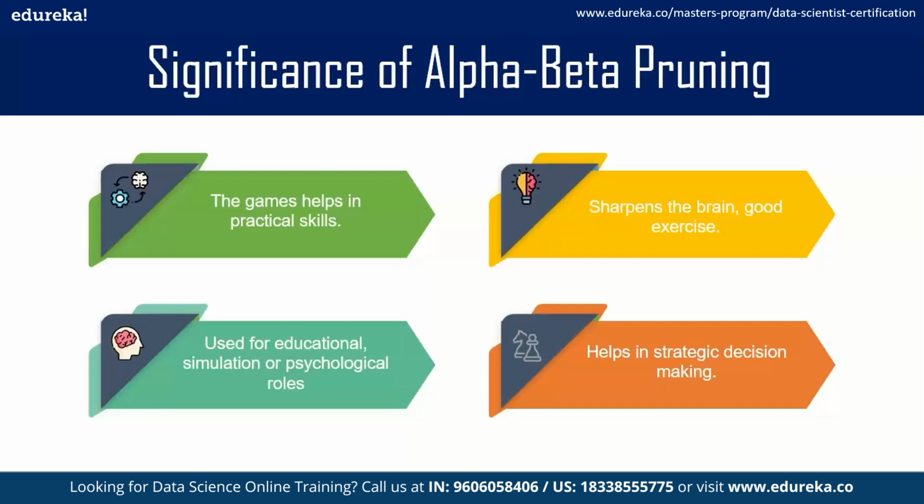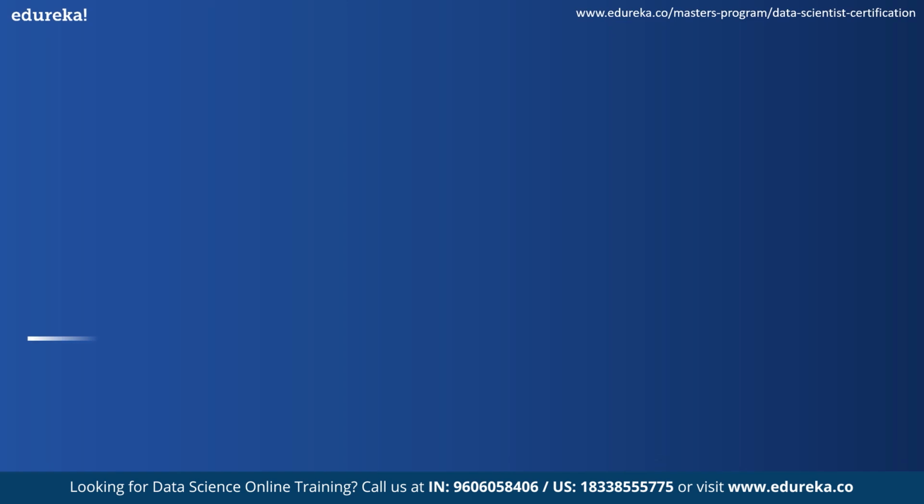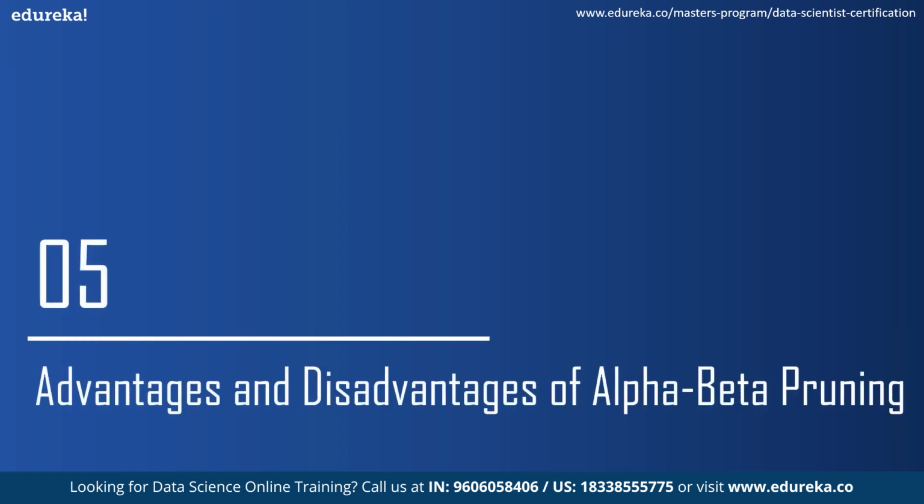So when you're playing chess, you're actually strategizing various moves the opponent could take, your wins, your losses, and you are having all these calculations in your head. So it gives you a lot of scope to improve the brain exercise, make good strategic decisions, and improve your practical skills. So now let's move on to the advantages and disadvantages of alpha beta pruning.